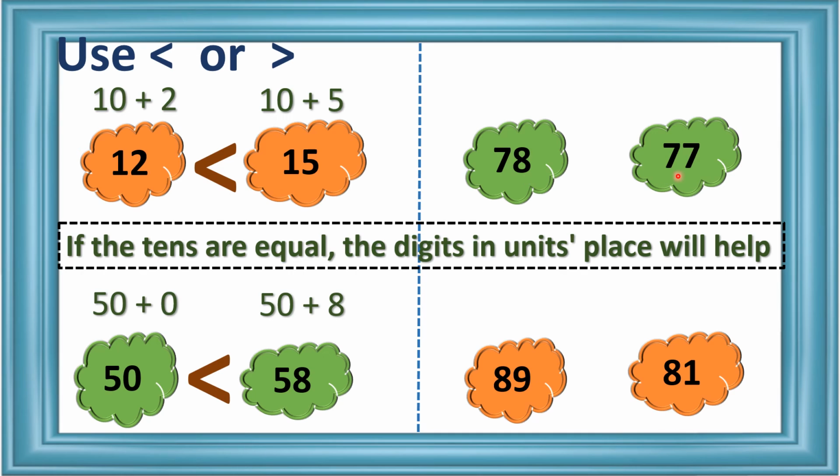This is 78 and this is 77. 7, 7, they are the same. So, ignore that. Now, come to the unit place. This is 8, this is 7. Very nice. 78 is greater than 77. Nice. Here 89, 81. Correct. 9 is greater. Correct. So 89 is greater than 81. I hope you understood how to use the smaller than and greater than symbols.